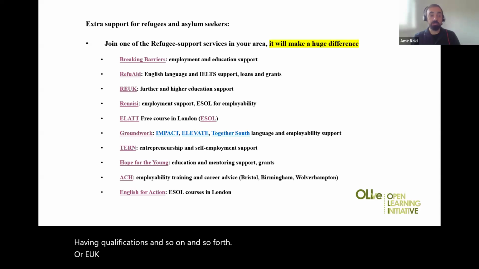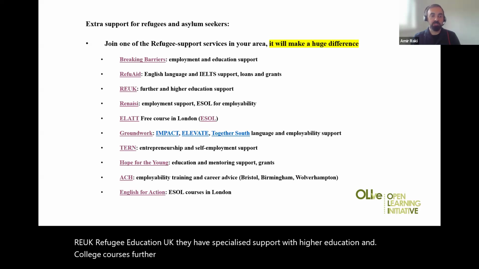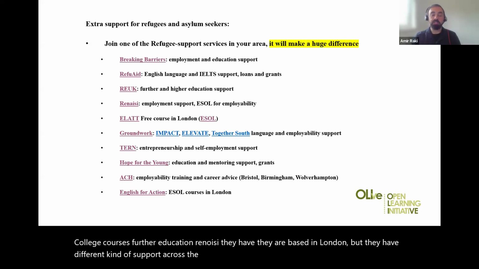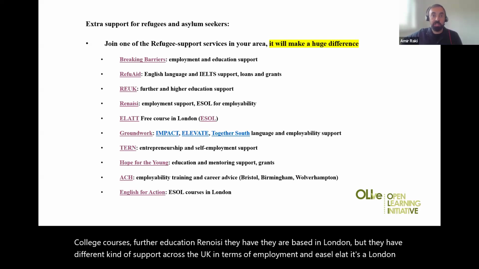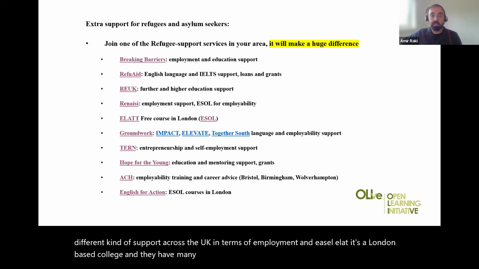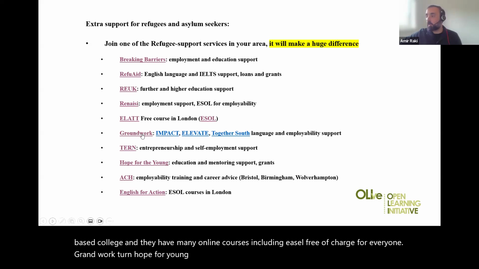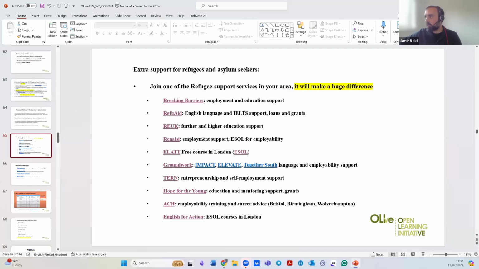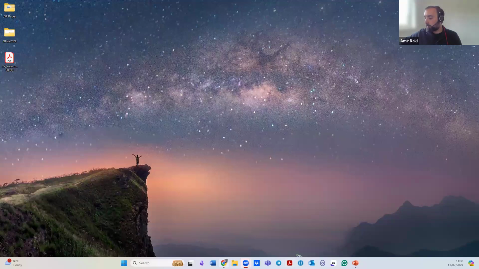RE UK, Refugee Education UK, they have specialized support with higher education and college courses, further education. Renoisy, they are based in London, but they have different kind of support across the UK in terms of employment and ESOL. ELAT, it's a London-based college, and they have many online courses, including ESOL, free of charge for everyone. Groundwork, Turn, Hope for Young, ACH, and English for Action are others. I'm going just to go through their websites just quickly with you to see.